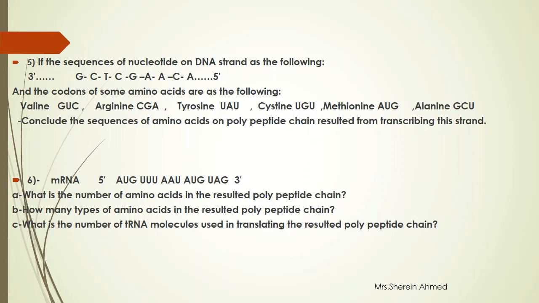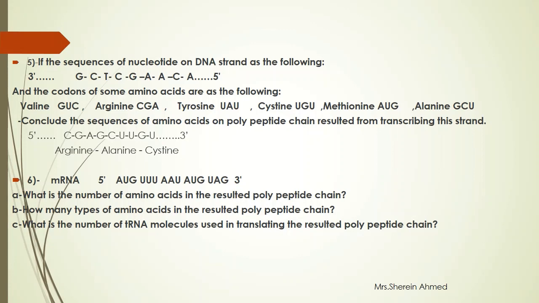Conclude the sequence of amino acids. Let's see. The first codon is GCT. No, this is not correct. We have mentioned first the complementary or the transcribed messenger RNA. Then we can find out CGA. CGA is the arginine. Then GCU is the alanine, and UGU is the codon of cysteine.